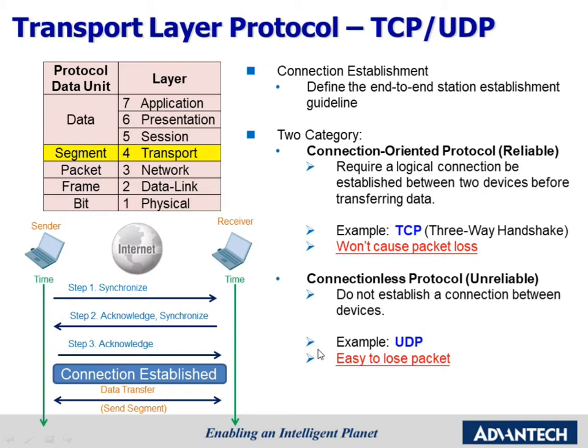As for the UDP protocol, UDP does not establish a connection between devices. So the sender will only send packets without caring about whether the receiver received the packet or not. But the advantage of using UDP is that the transmission speed is fast.